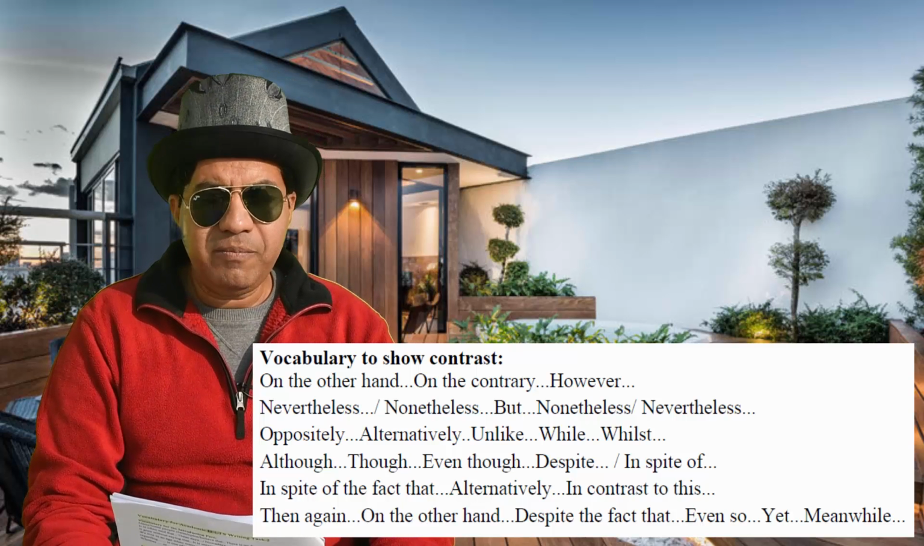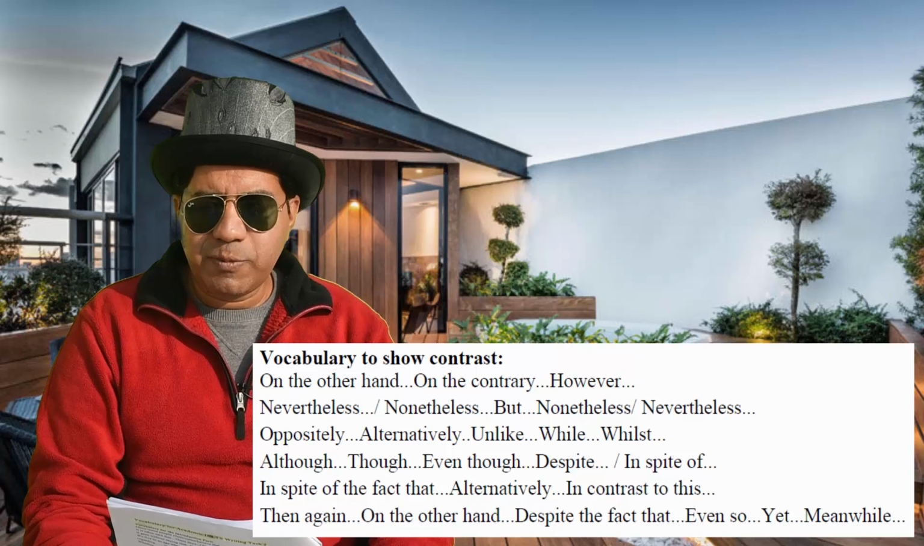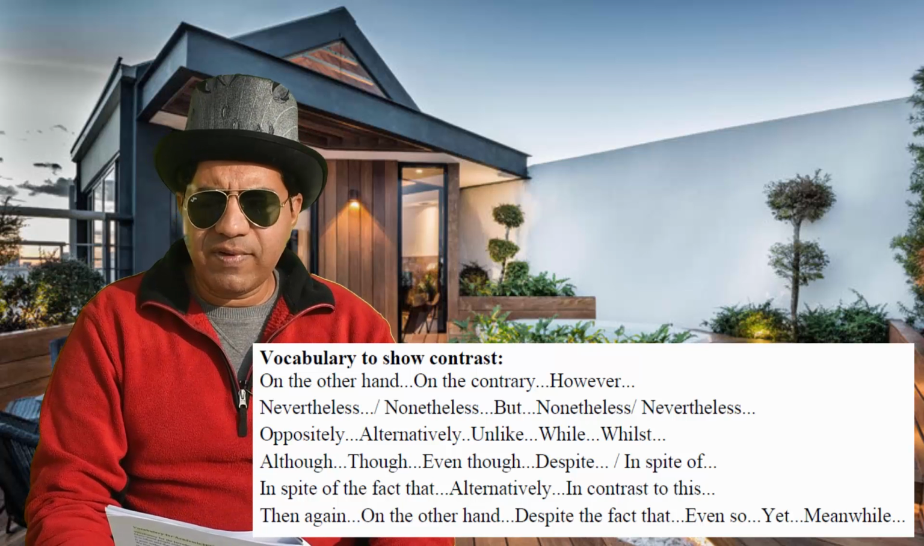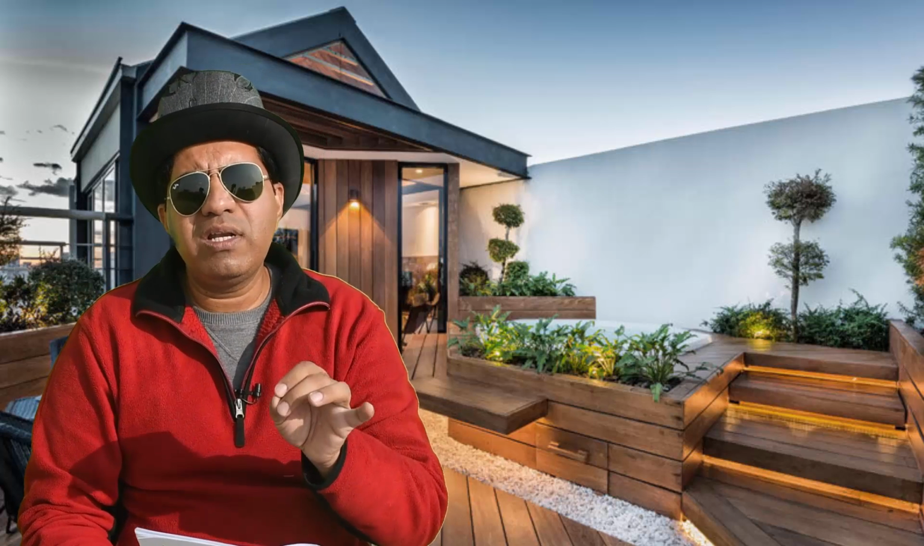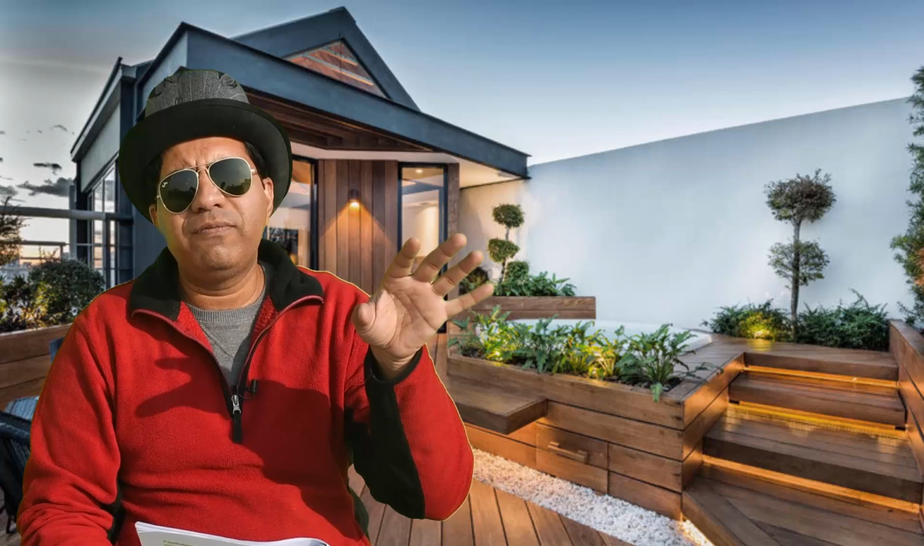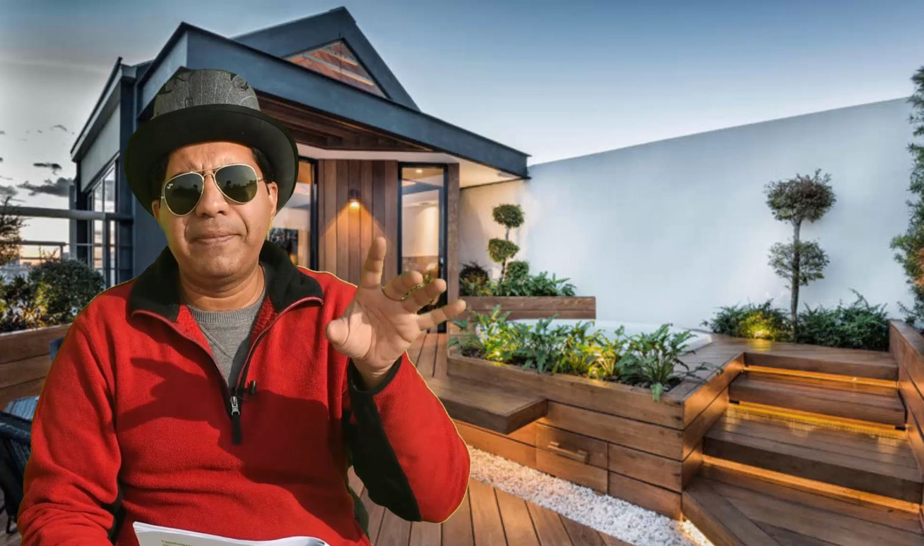Then again, on the other hand, despite the fact that, even so, yet, meanwhile. Now, let's go on. This time I'm going to give you some vocabulary words to show an example. I've seen students every time they write for example.